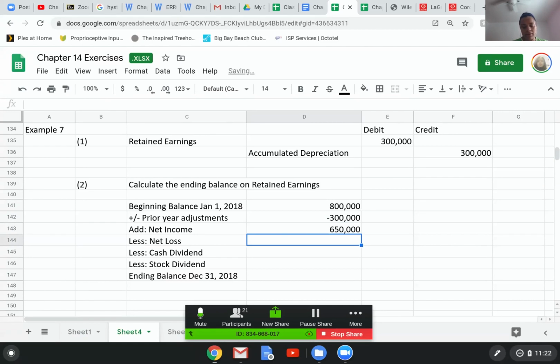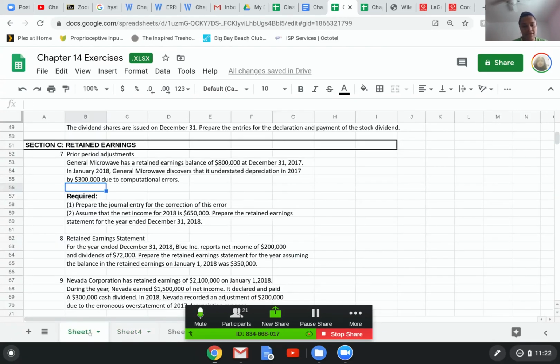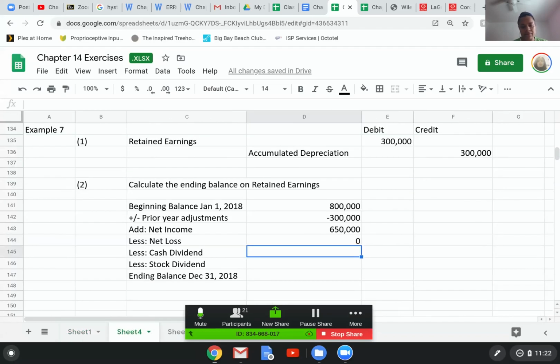There's no net loss, so you don't have to worry about that. Did they give us anything to do with dividends? No, right? It's a simple question here. No cash dividend, no stock dividend. So really, you're done.